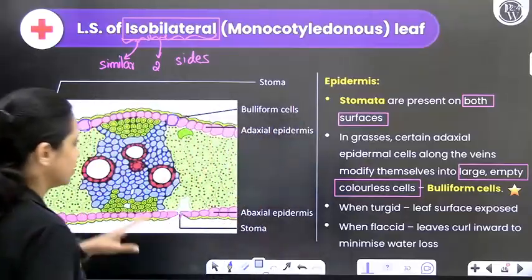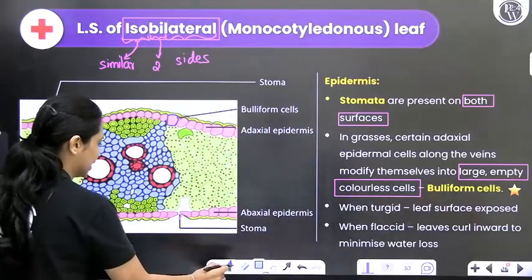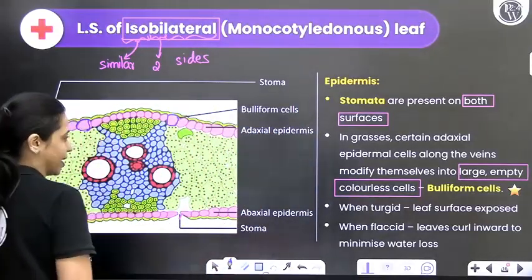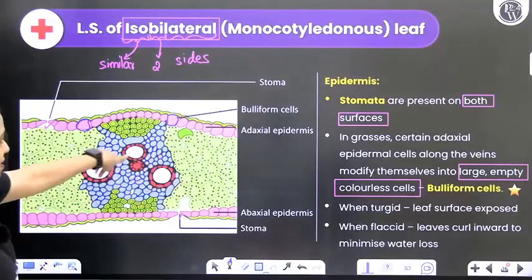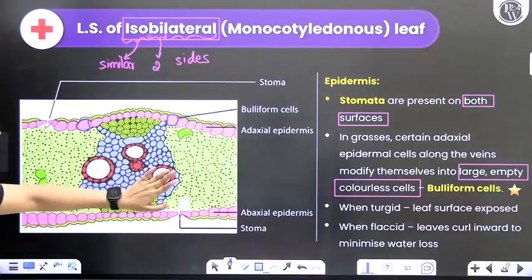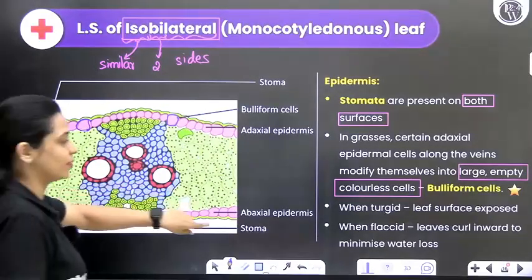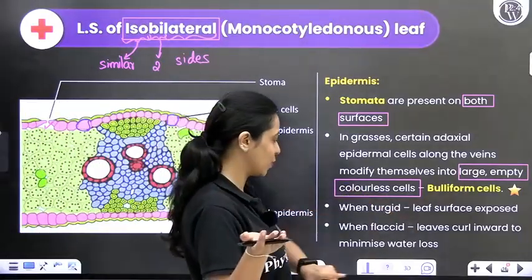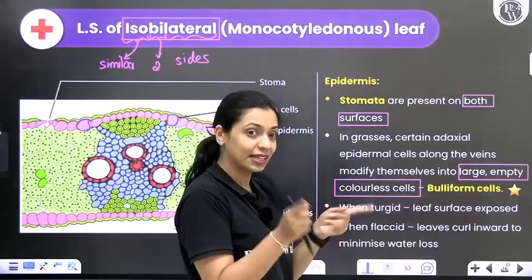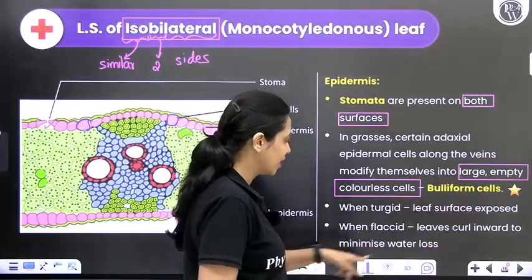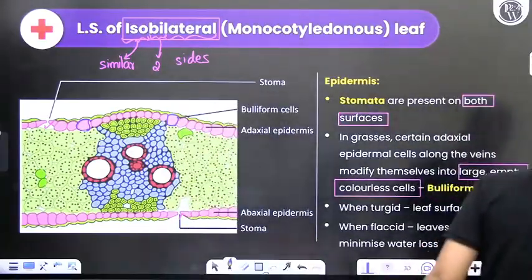Okay, so these are present only in the adaxial surface, not in the abaxial surface, along the veins, and they modify themselves into large empty cells that are colorless and they are called bulliform cells. Whenever they are turgid, the leaf surface will get exposed. Whenever they are flaccid, the leaves will curl or roll inwards to minimize the water loss.